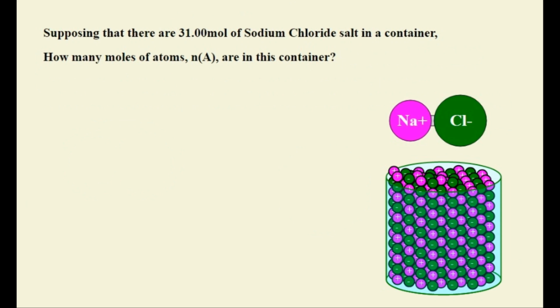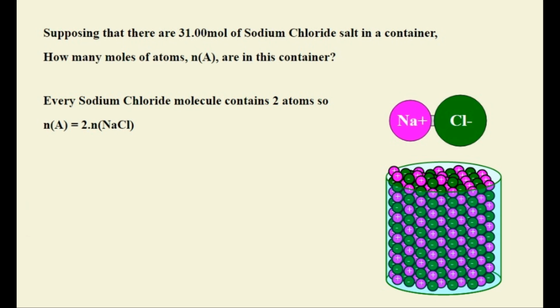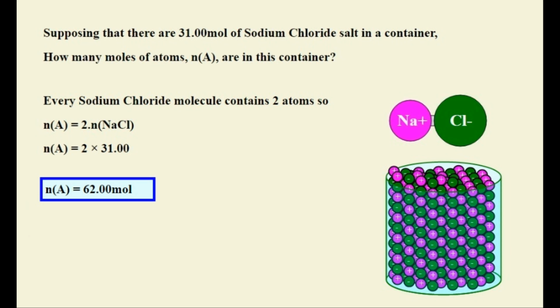Here in this example we have to find the number of atoms expressed as a value in moles in this beaker, given that there are 31 moles of salt. Well, the molecule of this salt contains 2 atoms, since this is the simplest ratio between the 2 different sorts of atoms. We can express this as an equation. The moles of atoms is equal to twice the number of sodium chloride molecules. We can then plug the values in. So then we find the number of moles of atoms expressed in moles.